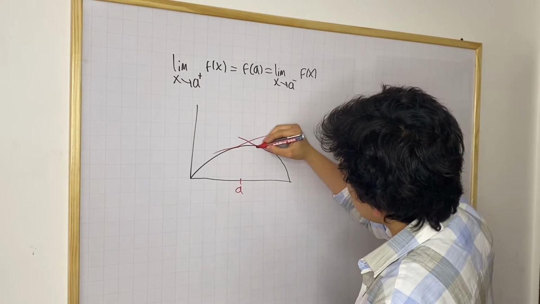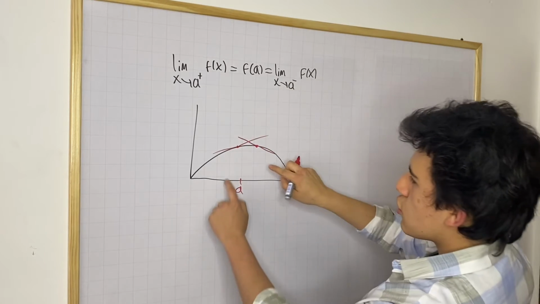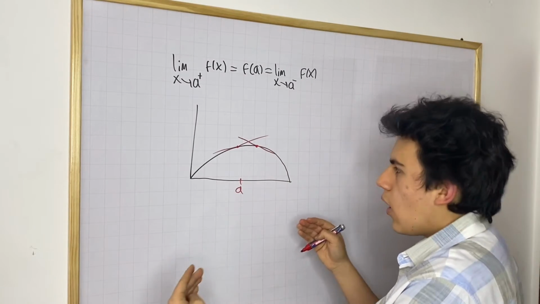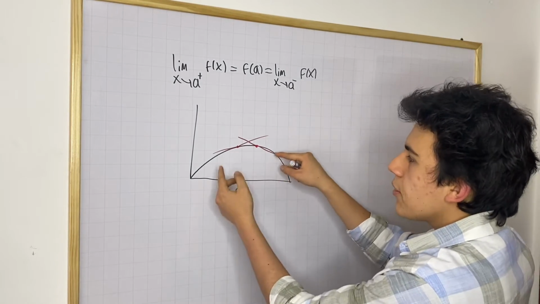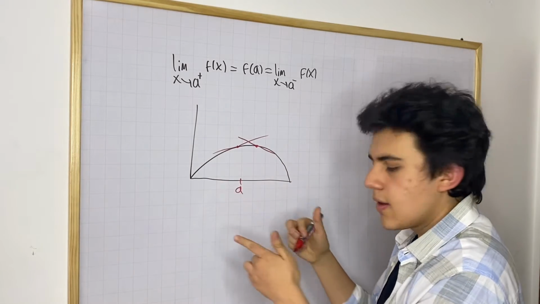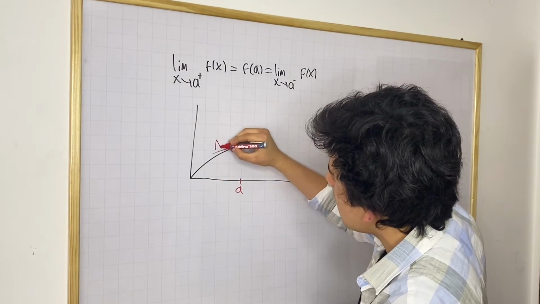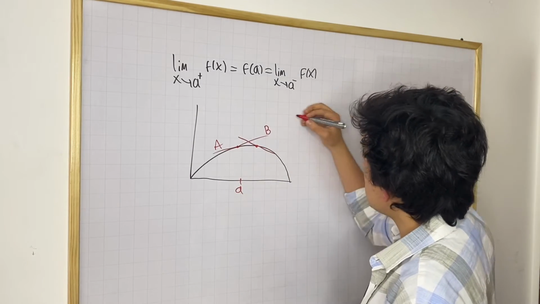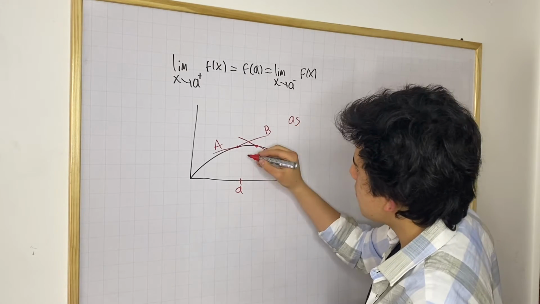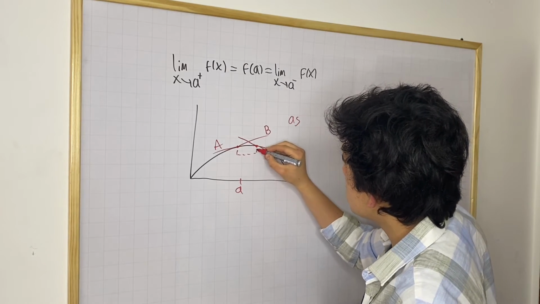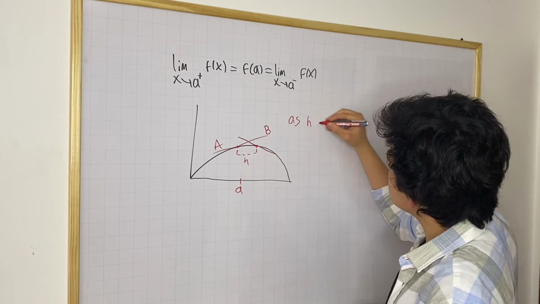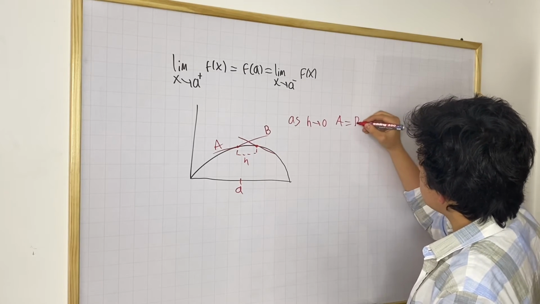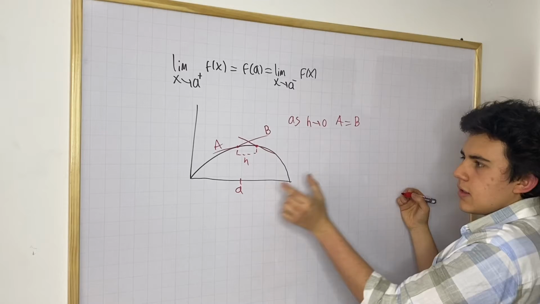Now I want you to think what would happen if you try to bring these 2 points very close to a. What would happen with the tangent lines? Basically, if we say this is line A and line B, maybe there was some distance, so we could say this is h. As h approaches 0, A is going to be equal to B. Okay, I hope you can see what this means visually.